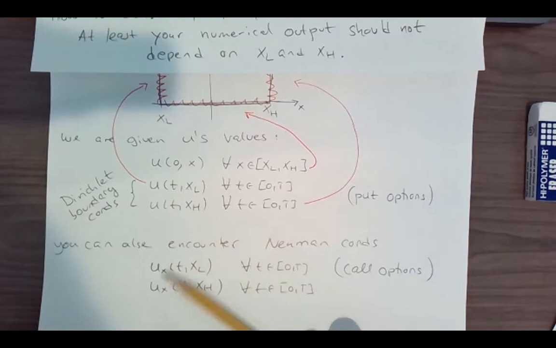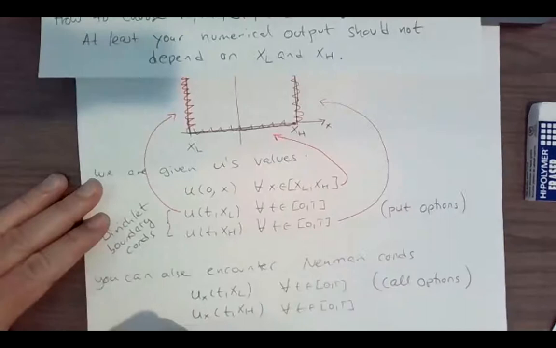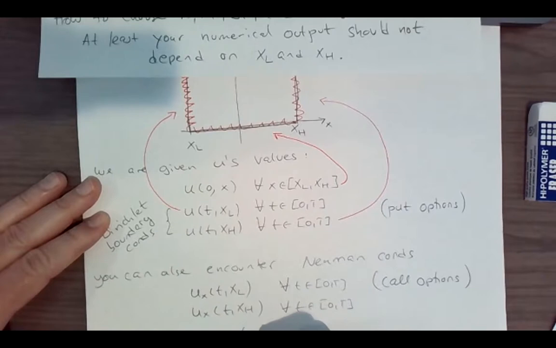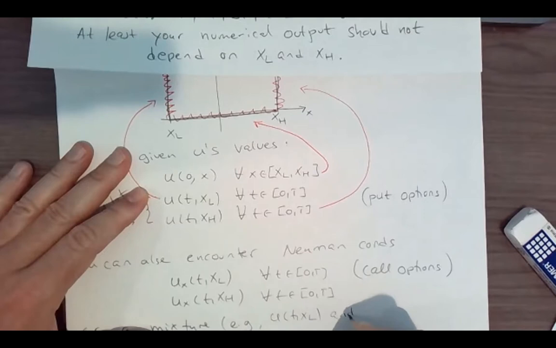You can also have a mixture, right? You could have a Dirichlet condition on the left, and you could have a Neumann condition on the right. For example, Neumann to the right, U(t, x_L) and U_x(t, x_H).